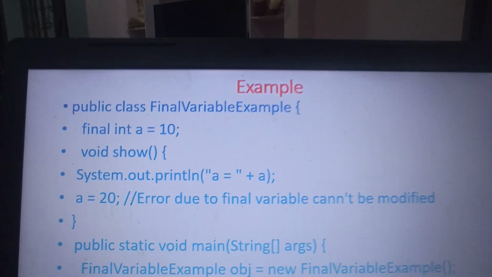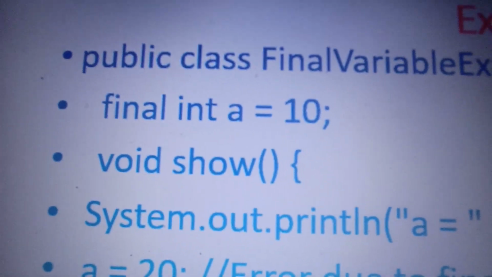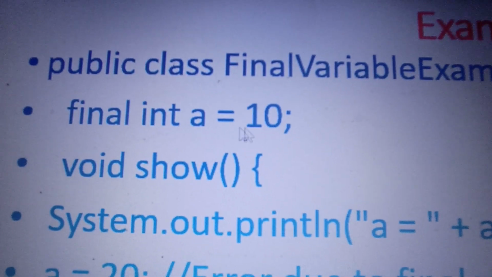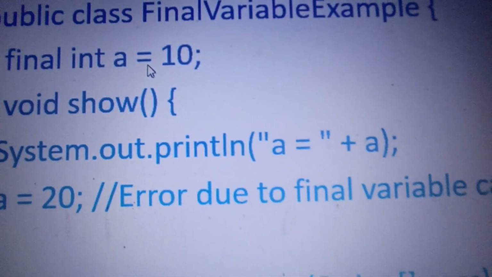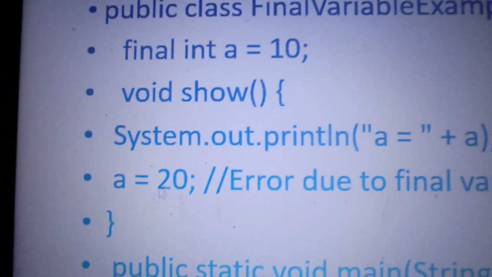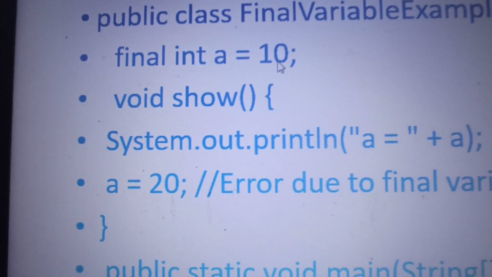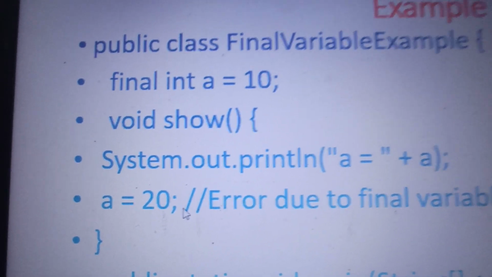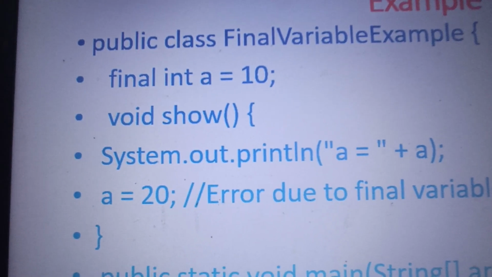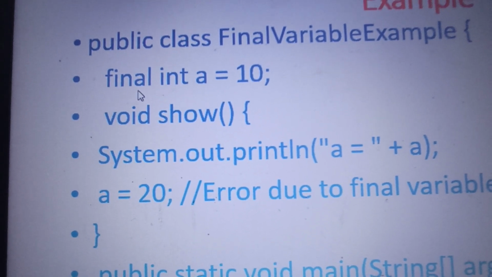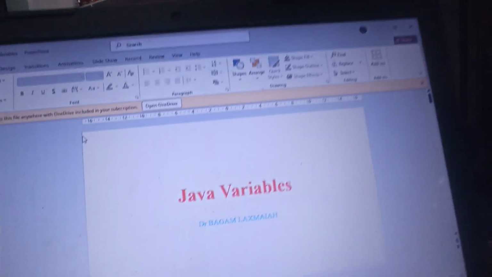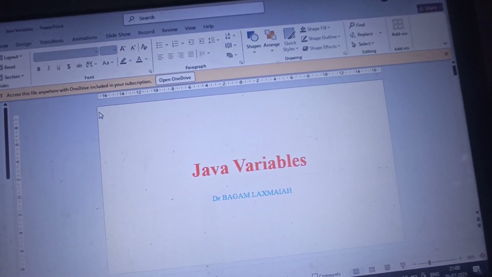Okay, please observe here. Here I am declaring the final variable: final int a equal to 10. Later, please observe, I am trying to change it. Initially you declared 10, now I am declaring a equal to 20. No, permission is not given to you, because that variable you declared final. So like this in Java there are 4 variables.